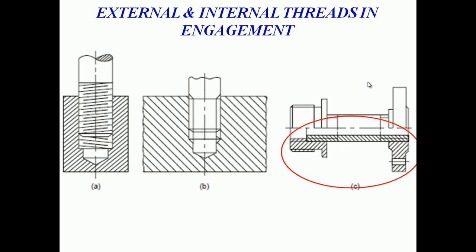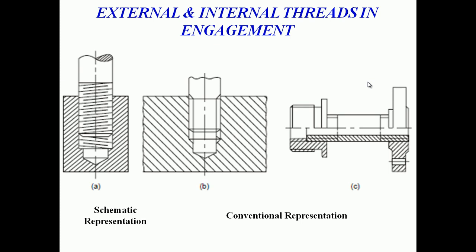If you see this particular representation, it comes under a conventional representation of external and internal threads in engagement. So A is a schematic representation, B and C say that it's a conventional representation.